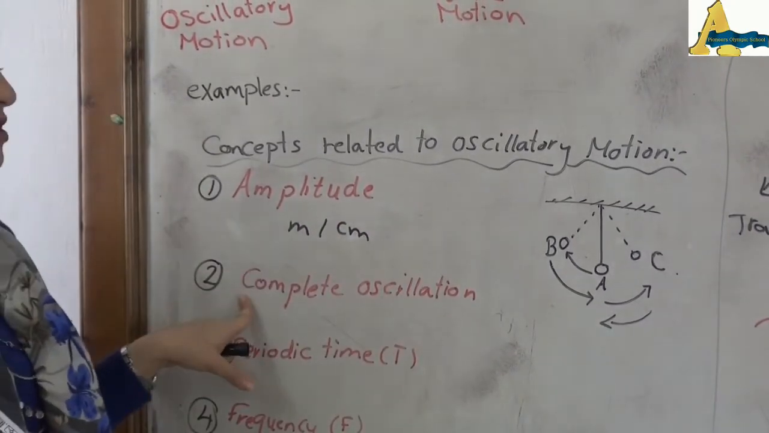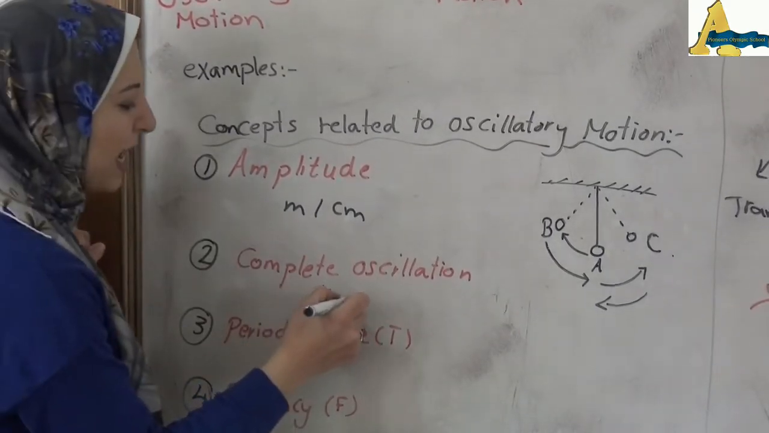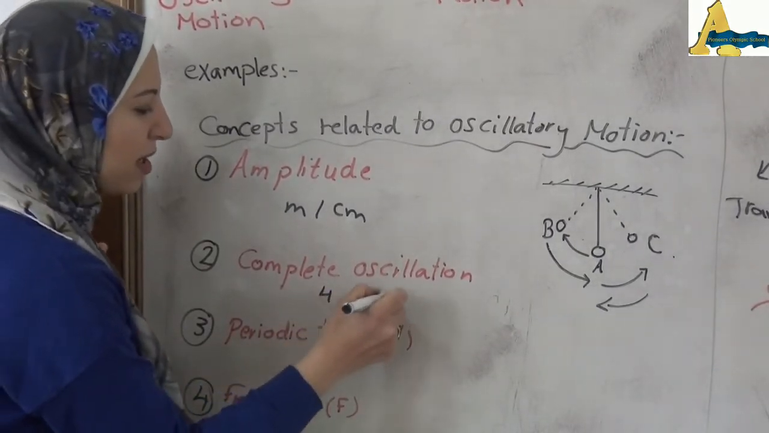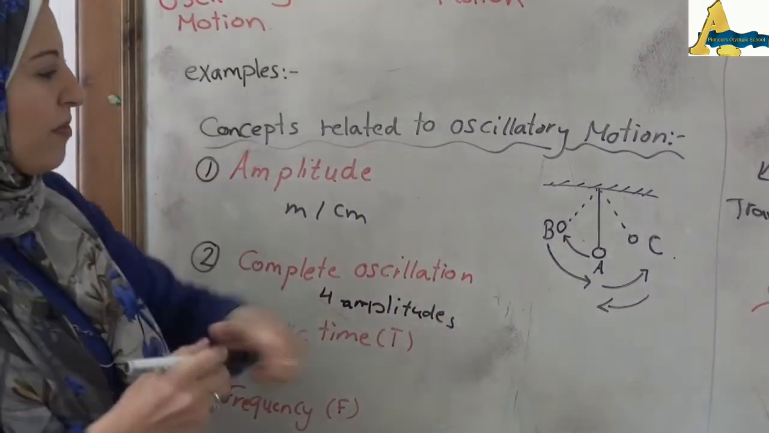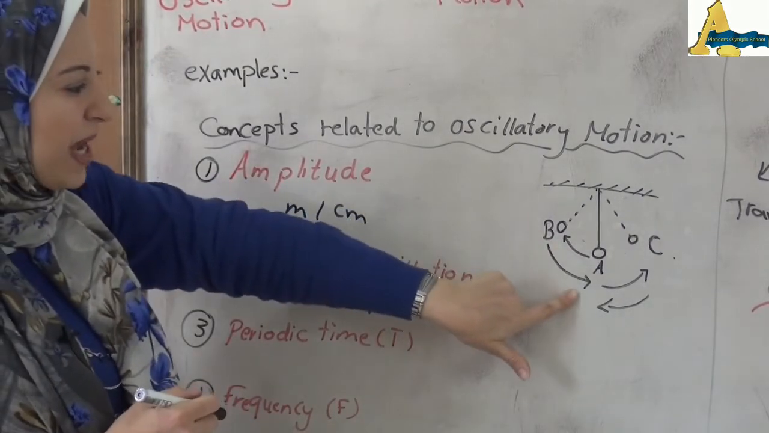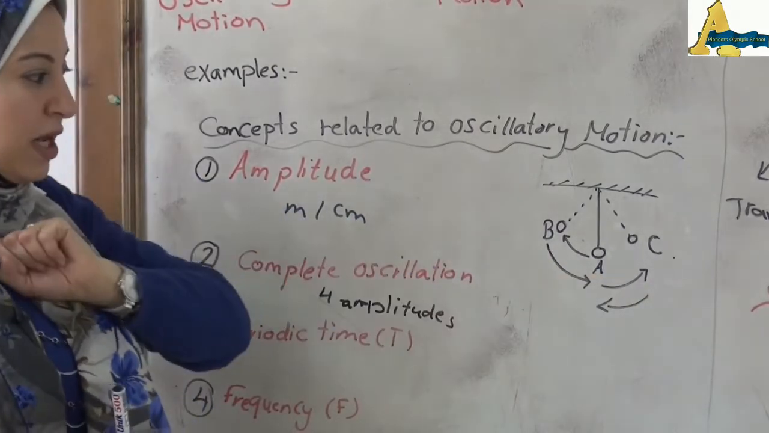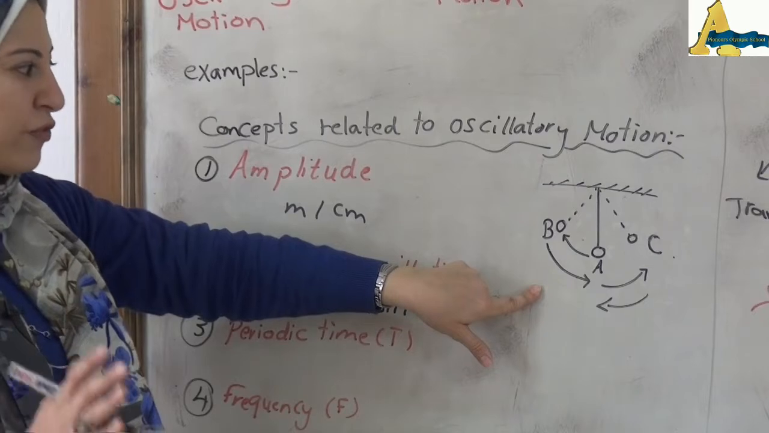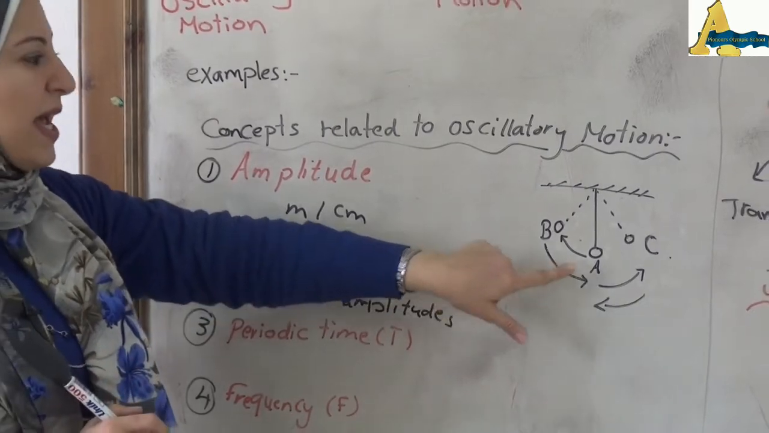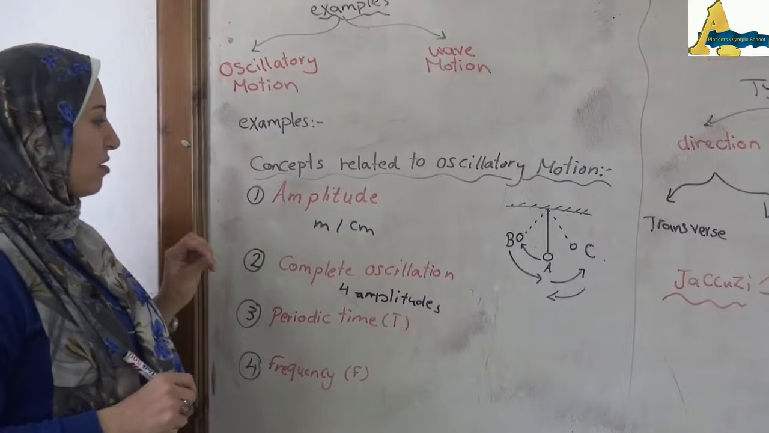Concept number two, complete oscillation. We said that the complete oscillation includes four amplitudes, okay? So it's starting from A to B and then back from B to A, then from A to C and from C to A again. So it includes four displacements or four successive amplitudes, AB, BA, AC, and CA. Let's define the complete oscillation.